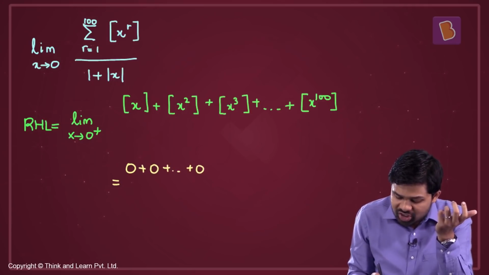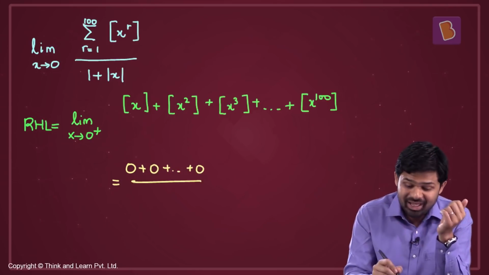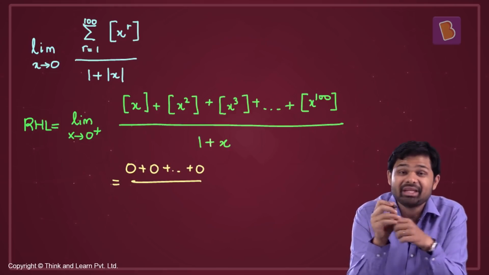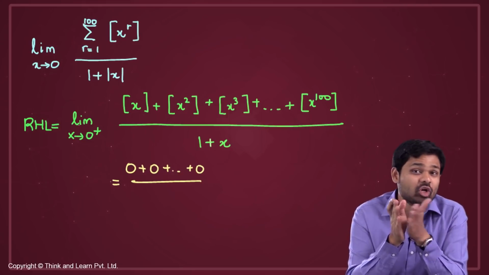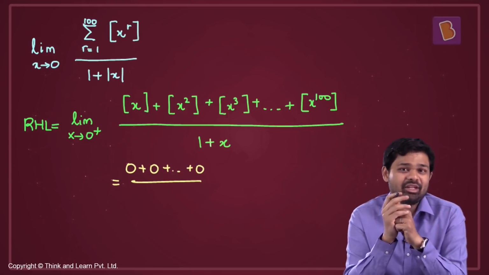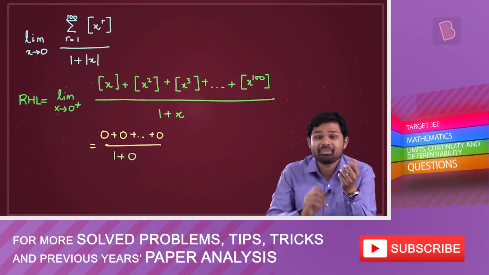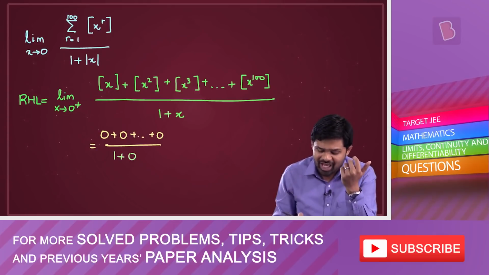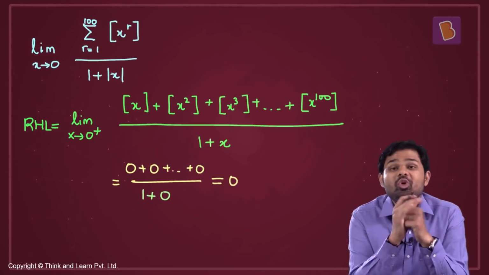I'm going to get lots and lots of zeros, and the denominator now is going to be 1 plus x, not 1 minus x. I'll have a 1 plus x in the denominator. The reason being, x is a positive number, so the modulus of x is going to be positive. So I have 1 plus x in the denominator. Doesn't matter if it's a minus or plus, because I eventually have a 1 plus 0, which is going to give me a 1 itself. So the value of the right hand limit is going to be equal to 0.